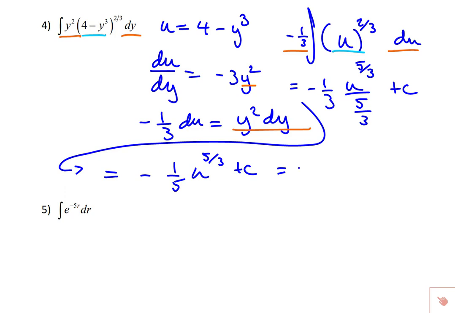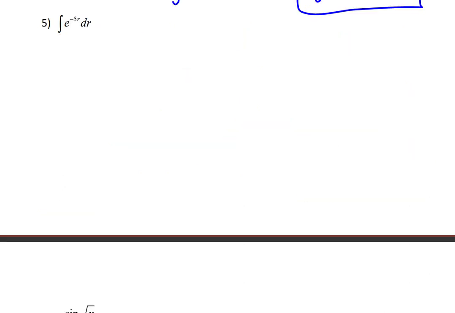But remember, we don't leave u in the problem like this. We're going to replace it and end up with negative 1/5 times 4 minus y cubed in parentheses to the 5/3. That's just replacing the u value that we had set originally, and then plus c. Let's try a next example.